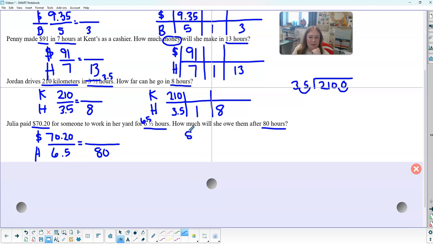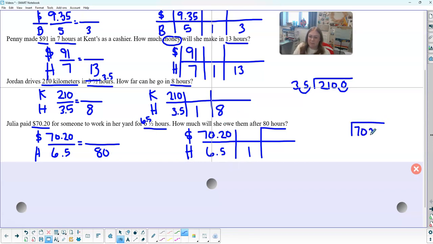We can also set up the chart here. So we have $70.20, and that's for 6.5 hours. I want to know how much they're getting paid for 1 hour. So divide by 6.5. So we're moving that decimal back one place. So it's here now. So we're really dividing by 65. Then I want to find 80 hours, 1 to 80. This number times by 80 as well.